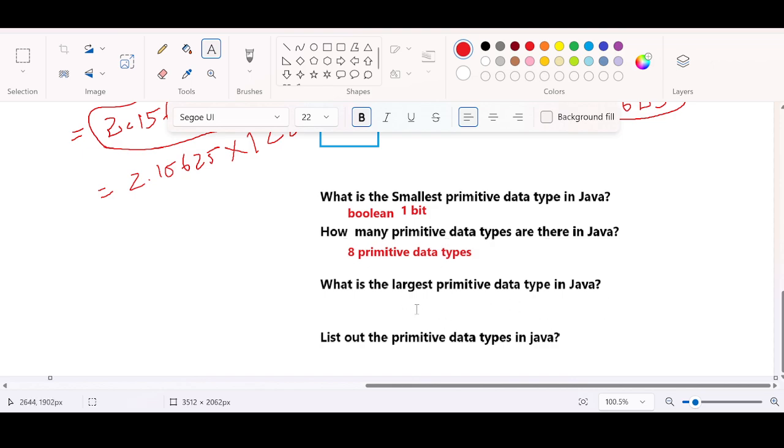What is the largest primitive data type in Java? Can you answer this? Okay, before answering this, let us list out the primitive data types. You have byte, you have something like short, integer, long, float, double, boolean, char. Char and boolean.